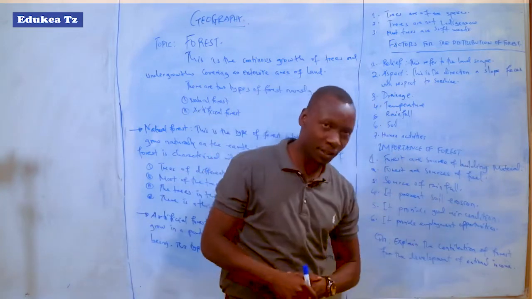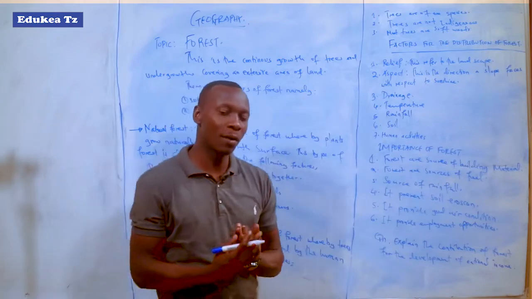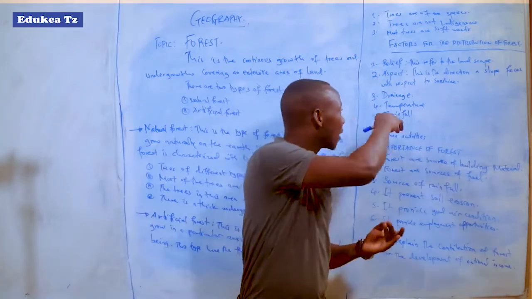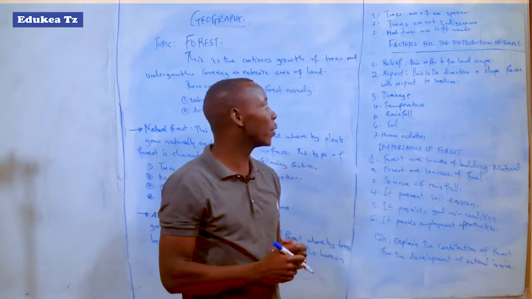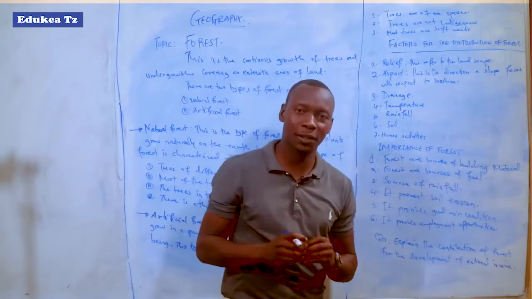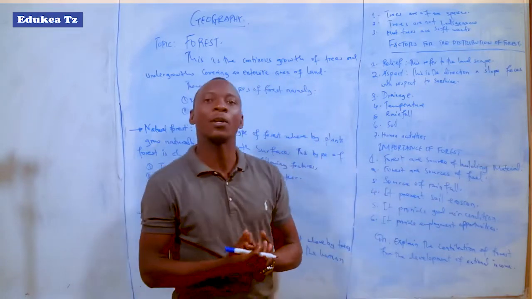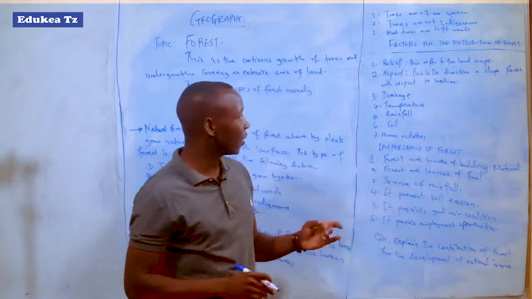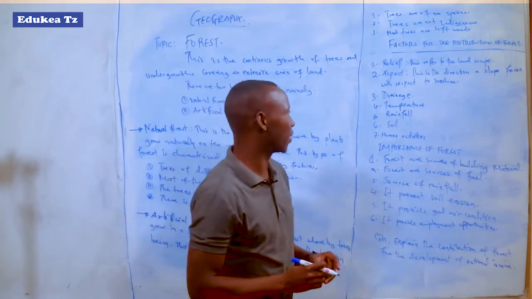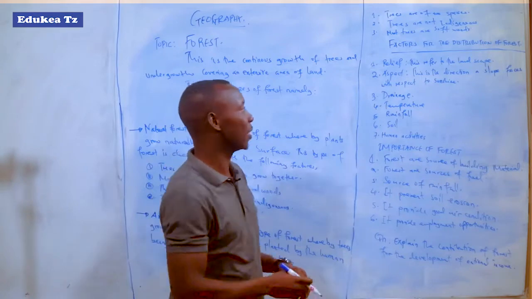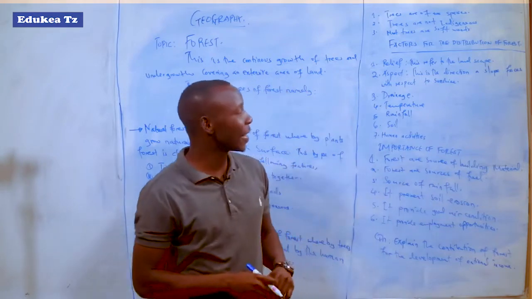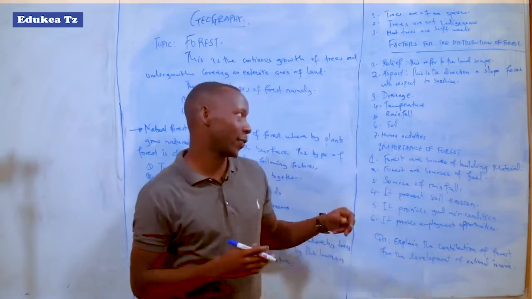But if the aspect is not directed toward the sun, these trees will not grow very well because photosynthesis will not take place to the maximum of the need of the trees. My dear students, aspect is all about the direction of the sunshine from the sun to the trees.